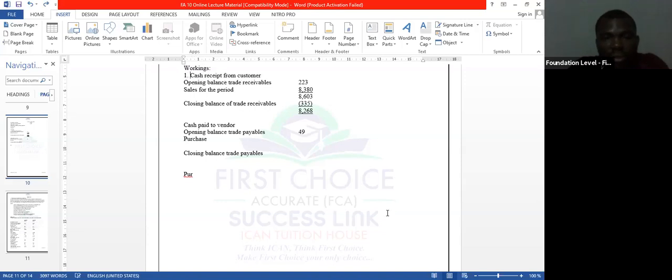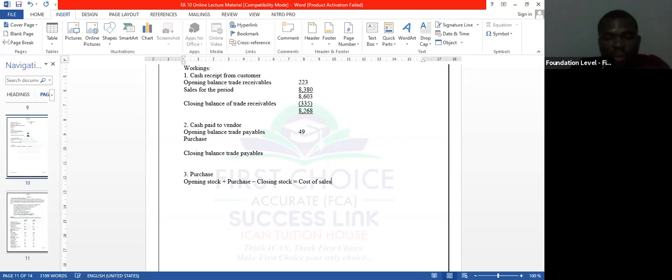So let's call this 2. And let's call this 3. So we have that. So we have purchases. So the formula, normally we have opening stock plus purchases, right? Minus closing stock. That will give us what we call cost of sales. This is our formula, cost of sales.